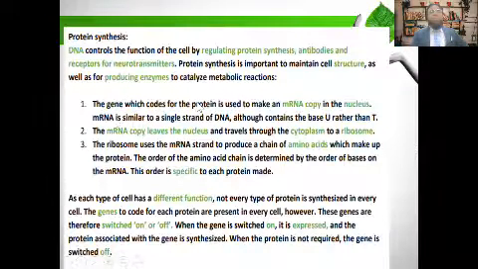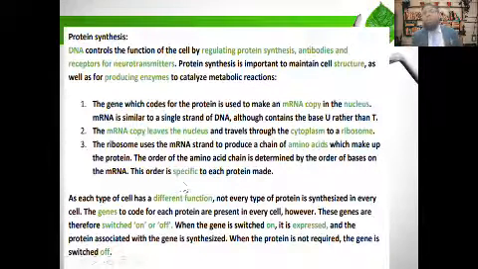The gene which codes for the protein is used to make an mRNA copy in the nucleus. mRNA is similar to a single strand of DNA, although it contains the base U rather than T. U means uracil, and T means thymine, because in RNA, instead of thymine, there is uracil. The messenger RNA copy leaves the nucleus and travels through the cytoplasm to ribosomes. The ribosome uses the messenger RNA strand to produce a chain of amino acids which make up the protein. The order of the amino acid chain is determined by the order of bases on the messenger RNA.